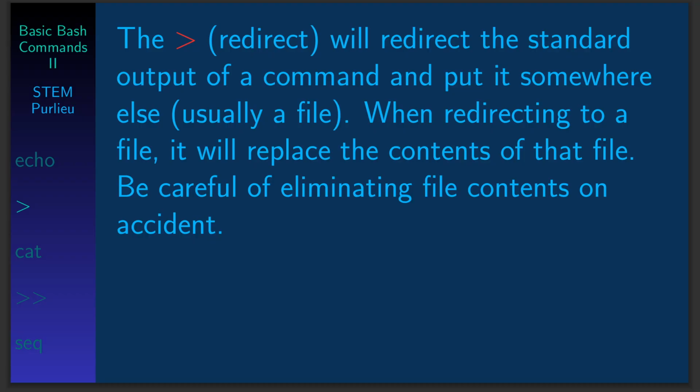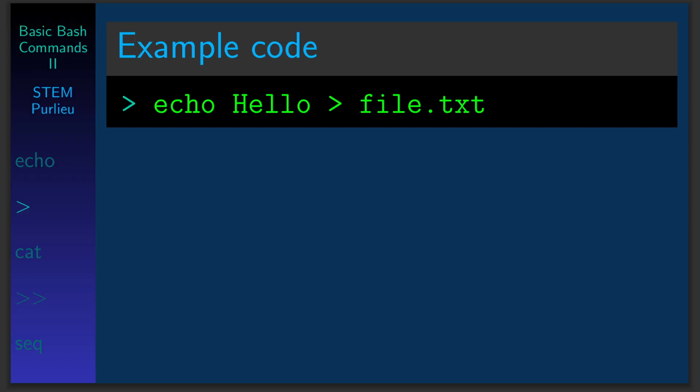When we redirect the output of a command to a file, it will replace all the contents of that file, so you need to be careful. Here's an example. If we say echo hello and redirect to file.txt, then file.txt will contain the word hello.